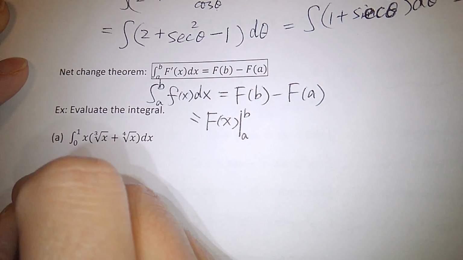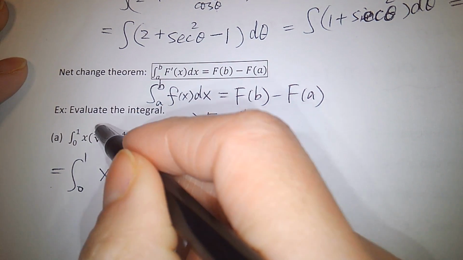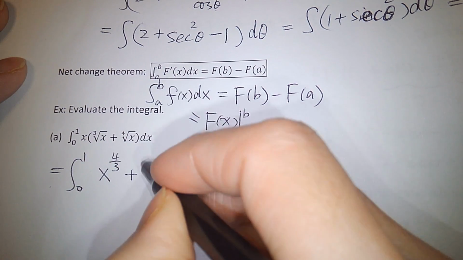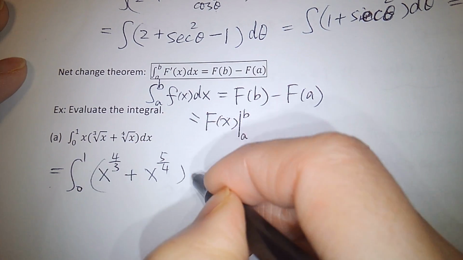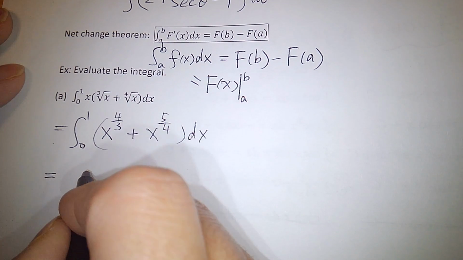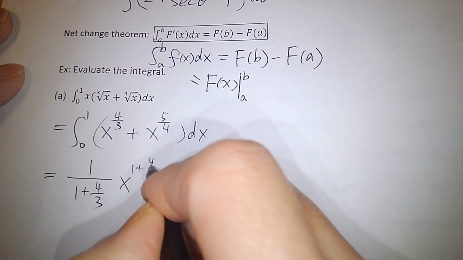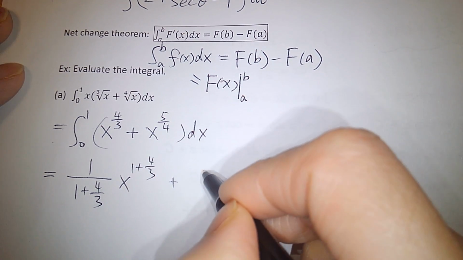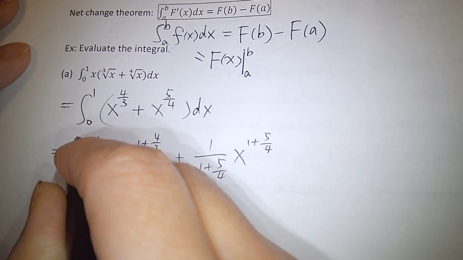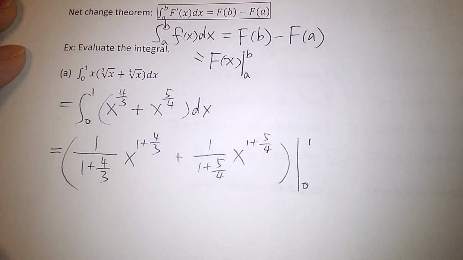So let's look at this question. Yes, you got it right already, okay? So this is x times x to the 1/3, which is x to the 4/3, plus x times x to the 1/4, x to the 5/4 dx, right? And then we use that rule, right? And the antiderivative will be 1/(1 plus 4/3) x to the 1 plus 4/3, plus 1/(1 plus 5/4) x to the 1 plus 5/4. This is the antiderivative, and then we will evaluate from what? 0 to 1.